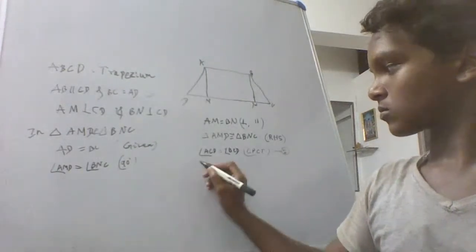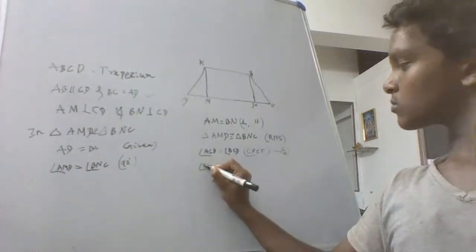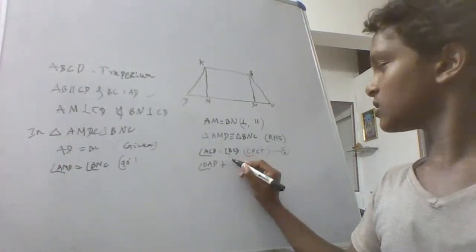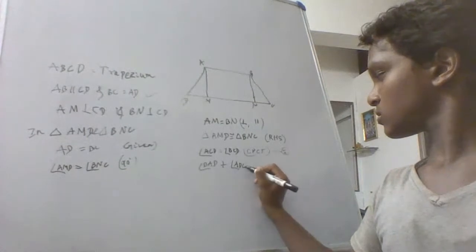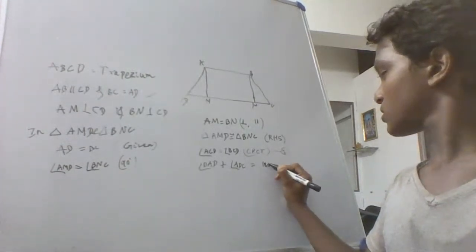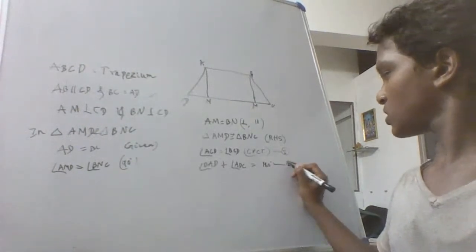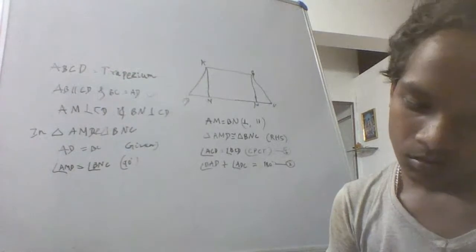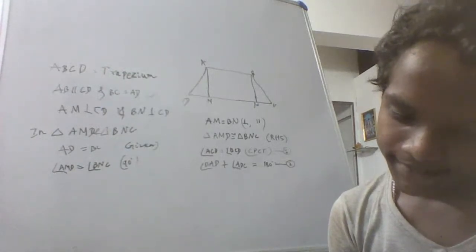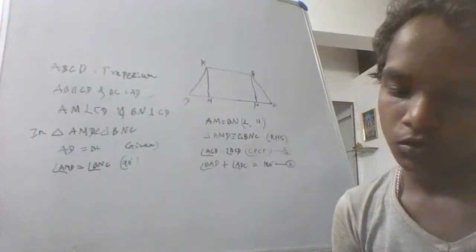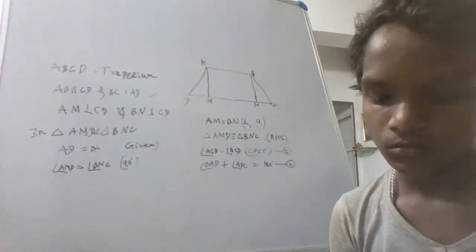Next, angle BAD plus angle ADC is equal to 180 degrees. Why have we considered this? Because angle BAD and angle ADC are on the same side of AD, correct? So that's all. Now, equation 2.